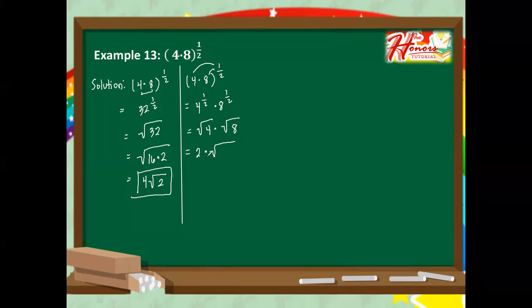8 is factorable. So think of factors of 8. One is a perfect square number while the other one is not. So that is 4 times 2. So we have here 2 times the square root of 4, that's 2, square root of 2. 2 times 2 is 4, square root of 2. So the answer is the same. You may use any of the methods that you are comfortable using.